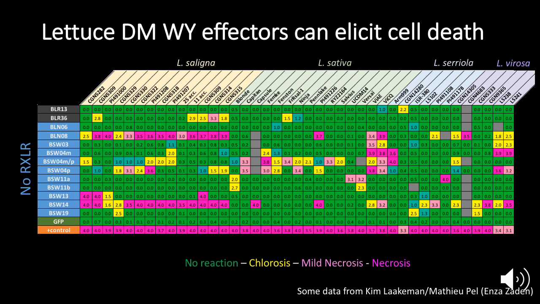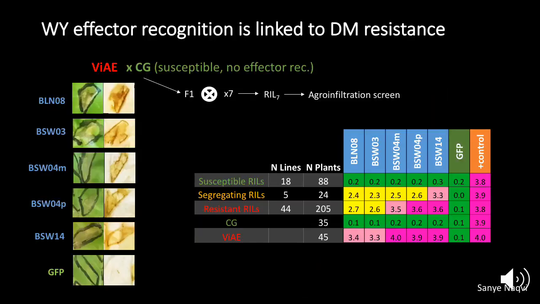We're following some of these up in the lab, trying to map out the genetic basis for this resistance, and we have some promising results. One of the most interesting sets of effector recognitions was in this line called VIAE, which has an introgression from the wild lettuce species Lactuca saligna. This genotype recognizes 5 different downy mildew effectors, and 2 of these effectors are paralogs of each other, but the rest share no sequence similarity except for the fact that they have WY domains.